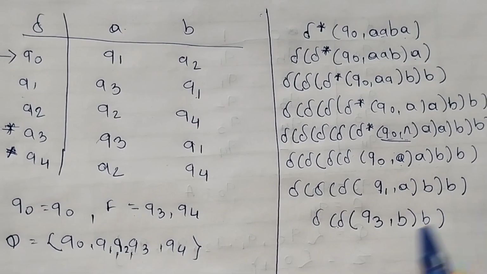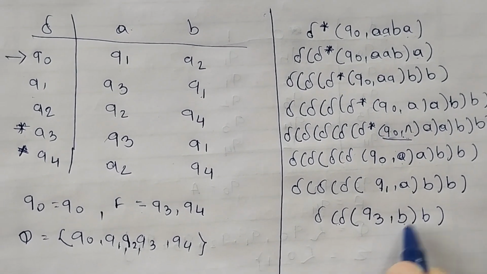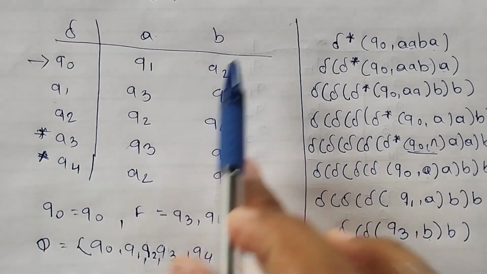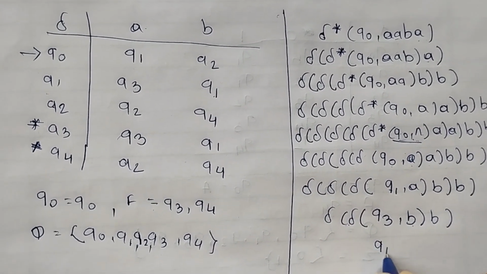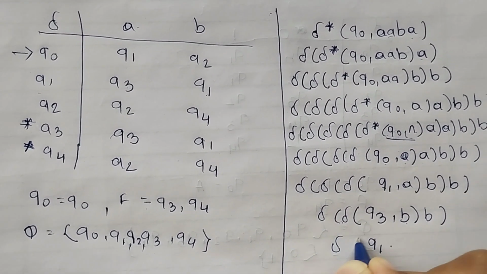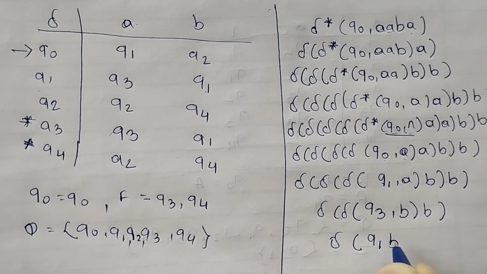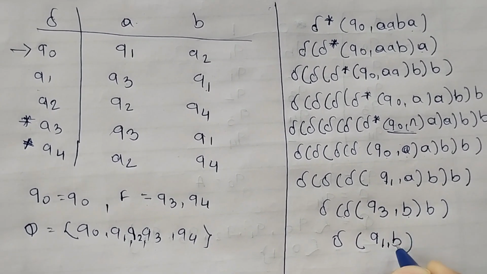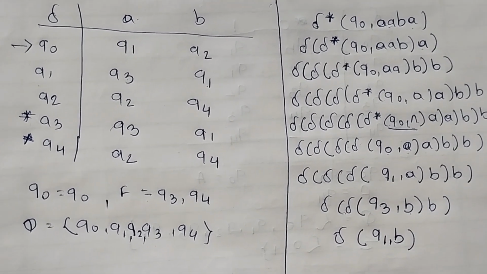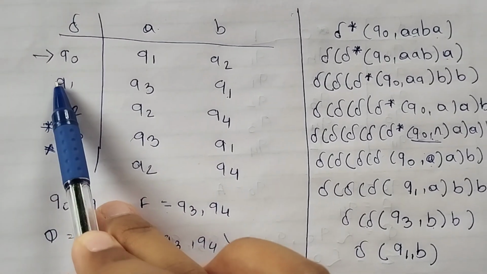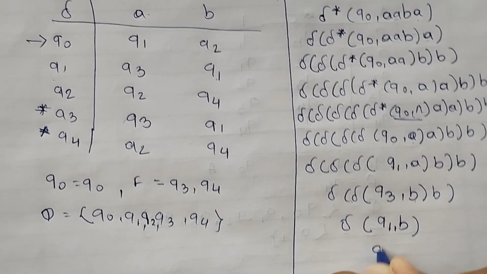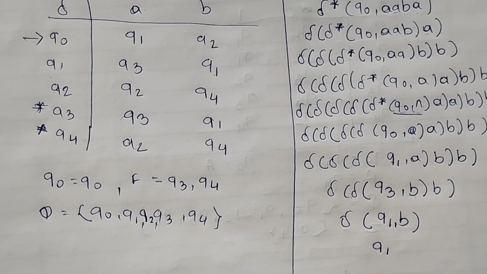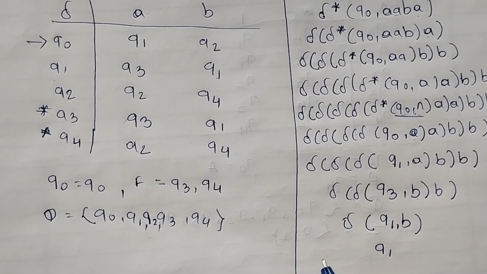Now Q3 reads B. So Q3 reads B in Q1. So this is the Q1. Now here delta Q1 and B. This B we write here. Now Q1 reads B in Q1. So Q1. Now the final state.